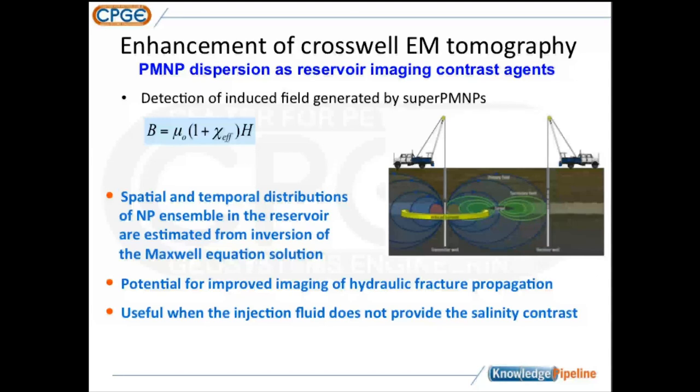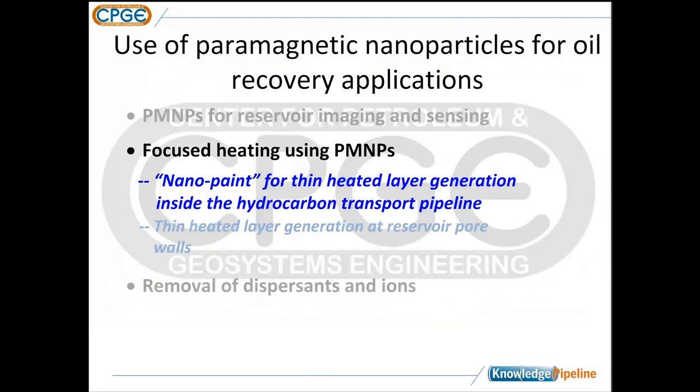The crosswell electromagnetic tomography, as shown schematically here, is currently employed to detect the electrical conductivity contrast in the reservoir, and such EM tomography tool can be modified to detect the magnetic susceptibility contrast in the reservoir so that we can determine the spatial and temporal distribution of the nanoparticle ensemble in the reservoir. For example, it has the potential for improved imaging of the hydraulic fracture propagation, and also it could be useful when the injection fluid does not provide the salinity contrast, that is the electrical conductivity contrast, as I mentioned earlier.